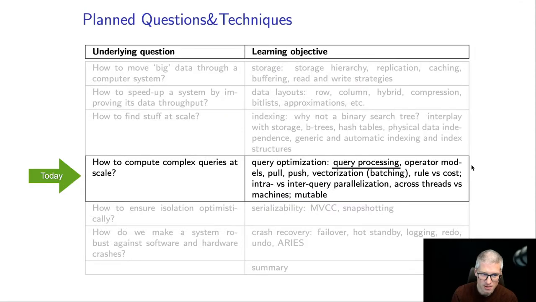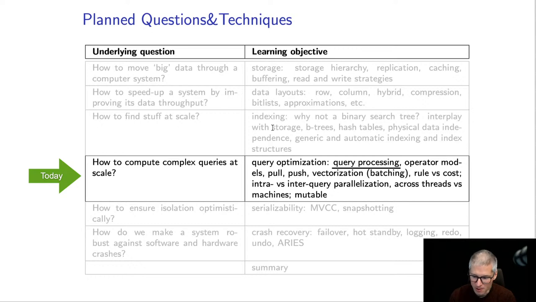So this is the agenda and that is where we are. Last time we talked about how to find stuff at scale. In particular, we talked about indexing, the different index structures that are available. Basically, the most important takeaway message was, well, there's B-trees. B-trees will most likely solve your problem.